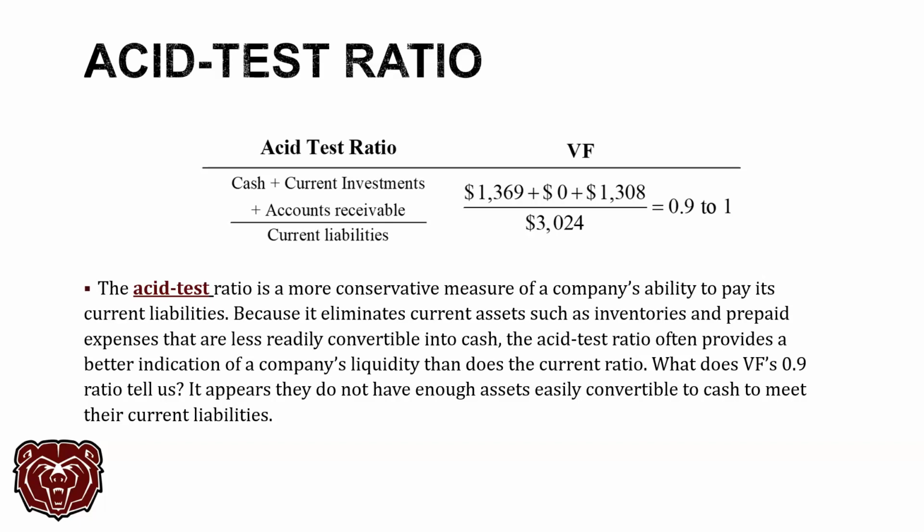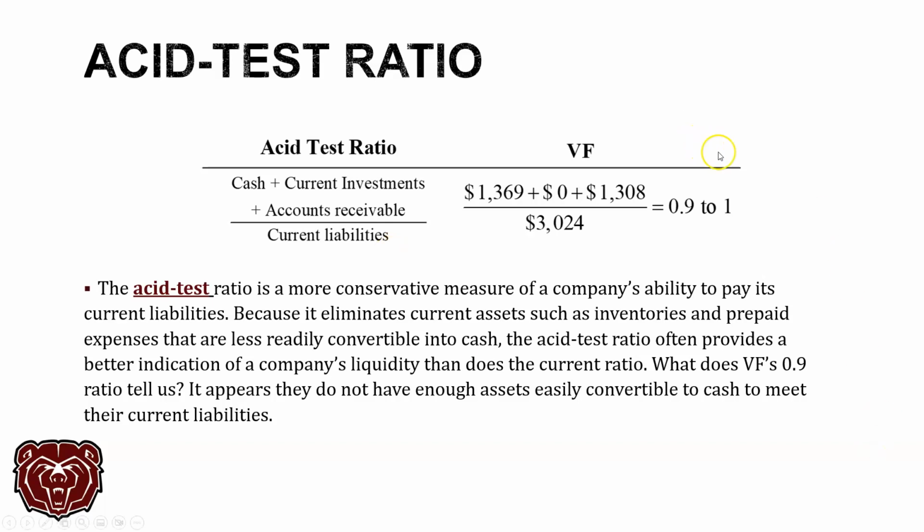Cash is obvious because it's cash. Those current investments, typically we're looking at those cash equivalents, those 90-day turnarounds, right? And then AR, we expect good policies. We expect to collect most of our AR, right? So that would be net AR, not your gross AR. It would be net, so your AR less your allowance. Okay, divide that by your current liabilities, and that gives us a ratio.